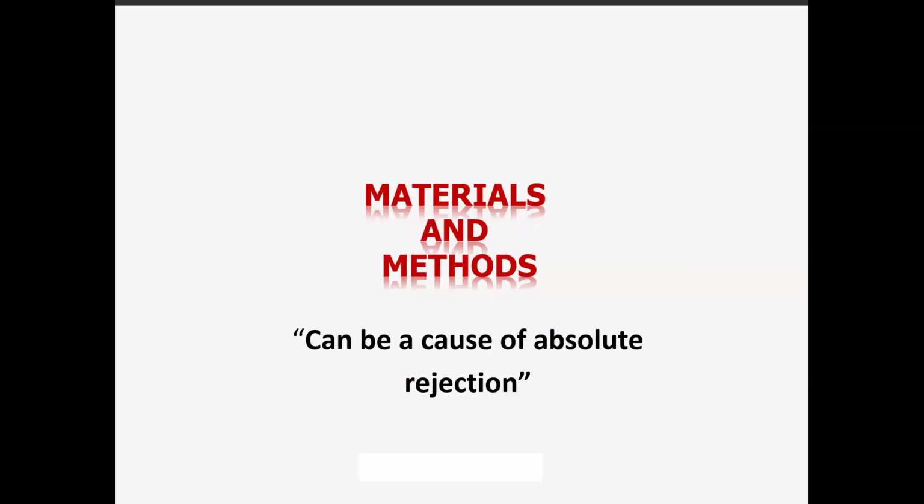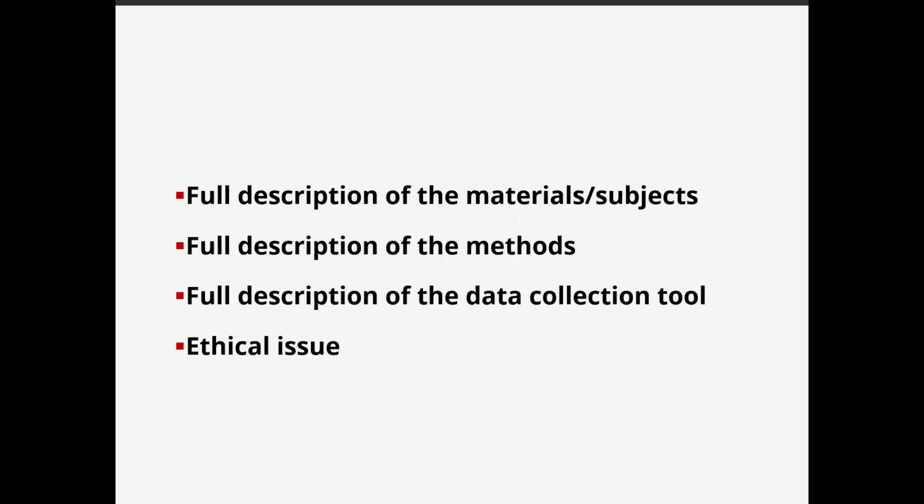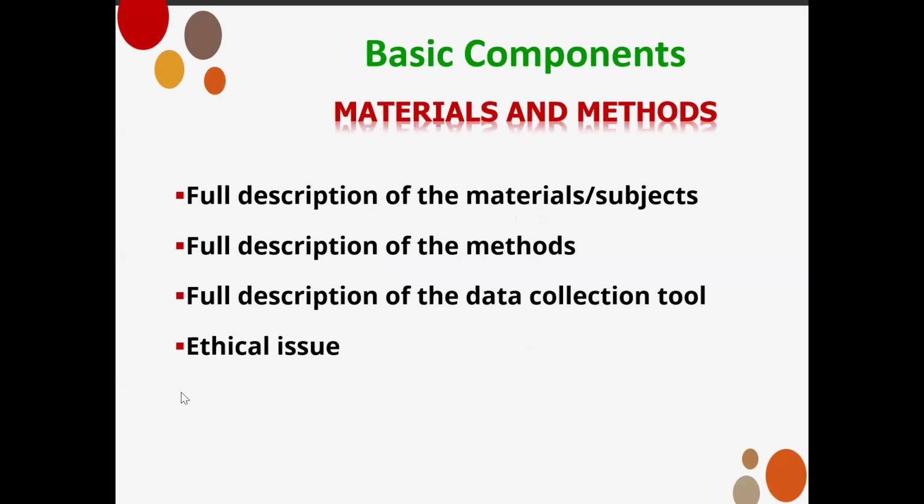Okay, so we'll continue to the material and method section, and actually this can be the cause of rejection of any research. That's why it should be written in a very professional way. So in order to write it professionally, we have to divide it into 4 sections. Number 1, full description of the material or the subject or the patient or whatever, and full description of the methodology, and then full description of the data collection tool and how to analyze this data, and then the ethical point of view of your research. So these are the basic components of the material and method section.